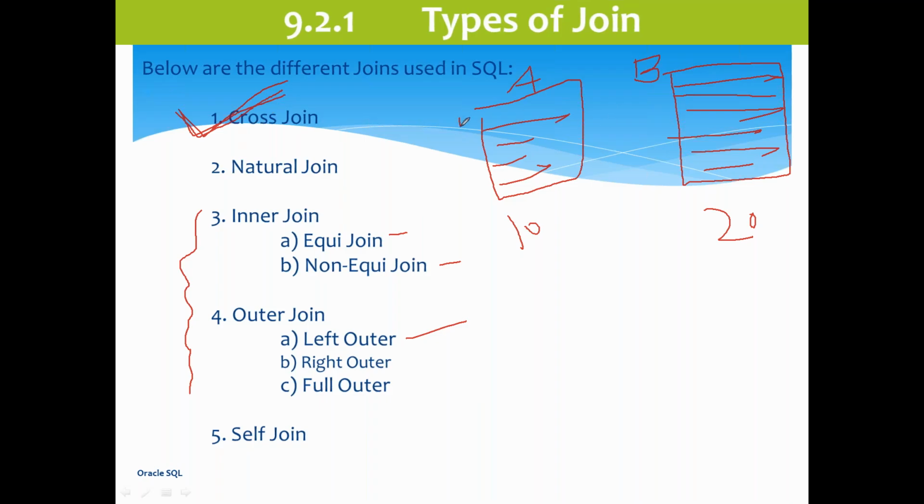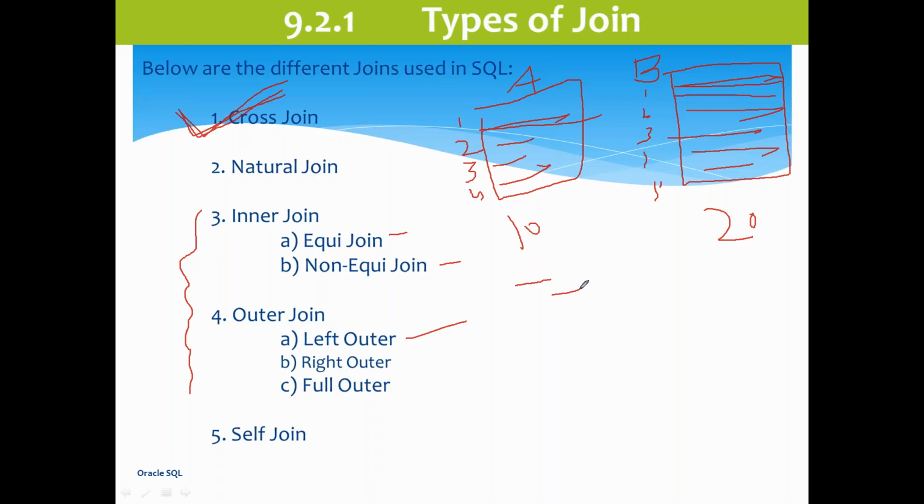This is row number 1, row number 2, row number 3, 4, 5, like that. Here also row number 1, 2, 3, 4, 5 are there. Each and every row will be combined with each and every row in both tables. Permutations and combinations will happen. So the first row will combine with the first row, so the first row is coming from both tables.